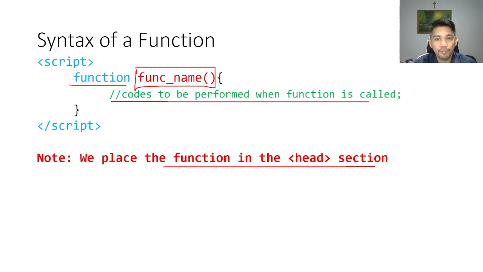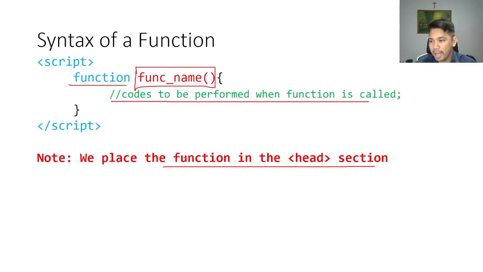Here is an example of a script that should be placed inside the head. Mind you, there are no differences if you place it on the head or on the body. We actually do it for the programmer so that we can better look at the codes. So functions, normally we place it on the head section so that it will be on top. It will be easier to keep track.